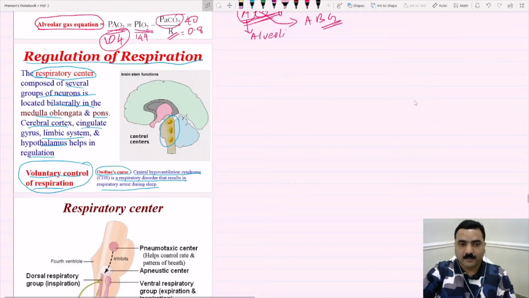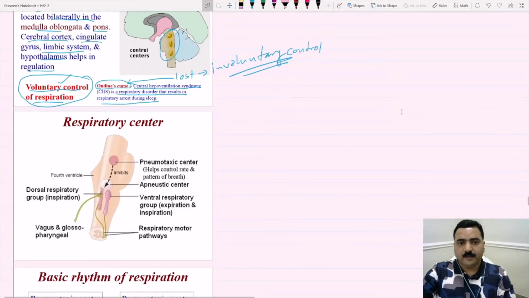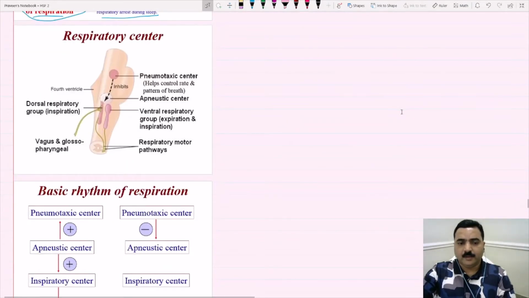So in central hypoventilation, what is lost? The involuntary is lost, only the voluntary remains. So in Ondine's curse, what is lost? Involuntary control is lost. You still have the voluntary control that is coming from the cerebral cortex, cingulate gyrus, limbic system, etc. So let's first study the involuntary control and how we can also control it voluntarily.